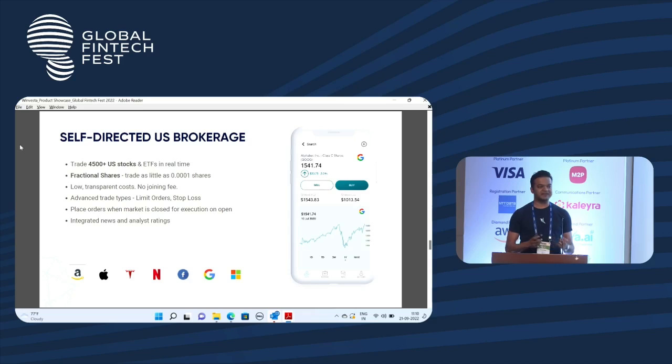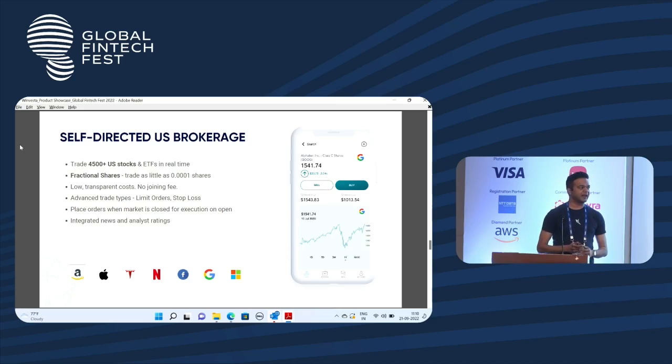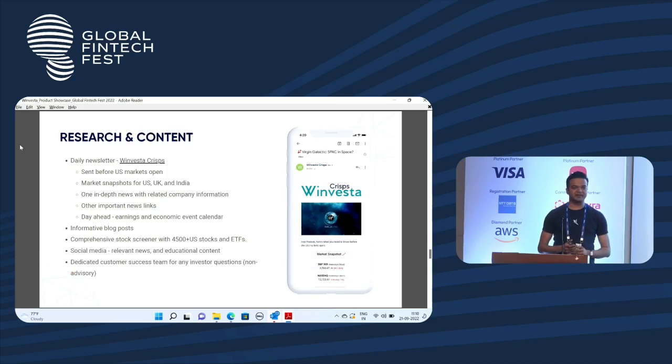Today, we already have a self-directed US brokerage product, very soon going into being completely zero commission. We have research and content as well that we provide, as not only are we giving access to new markets, but customers in India don't know where to invest. We give a daily free newsletter, which the rest of the world pays for, to our customers as part of their journey in becoming global investors too.